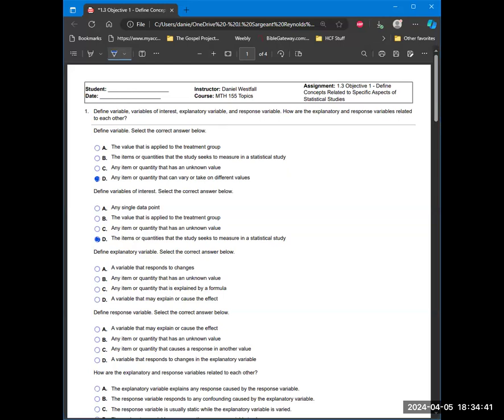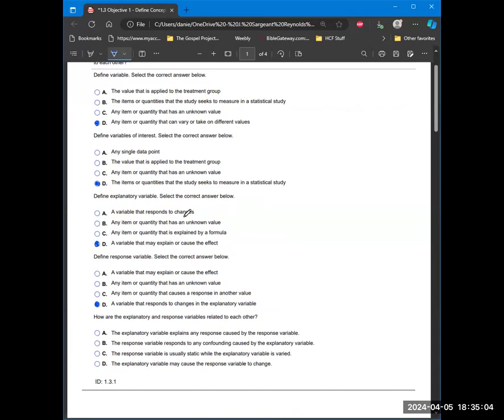Now let's define an explanatory variable, and that is a variable that may explain or cause the effect. It's also D. And let's define the response variable. That's a variable that responds to changes in the explanatory variable. It's also D.